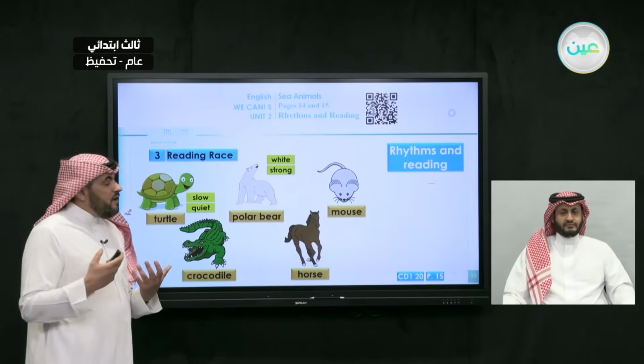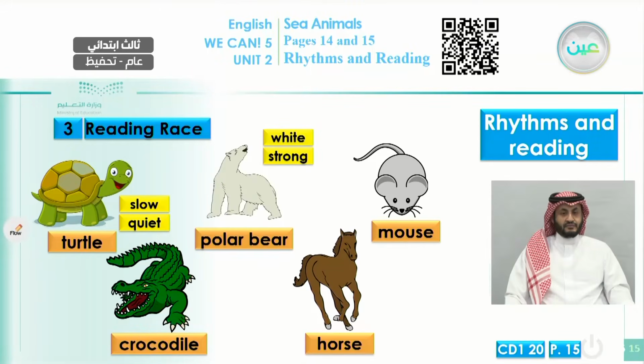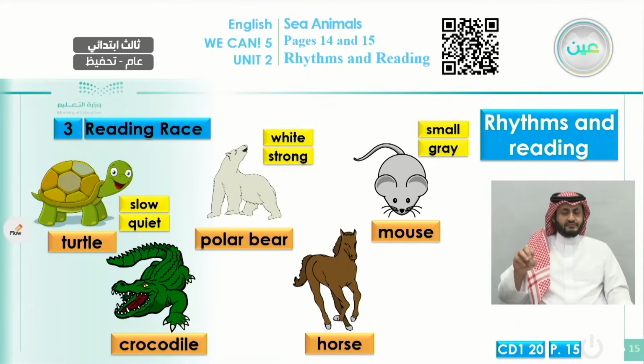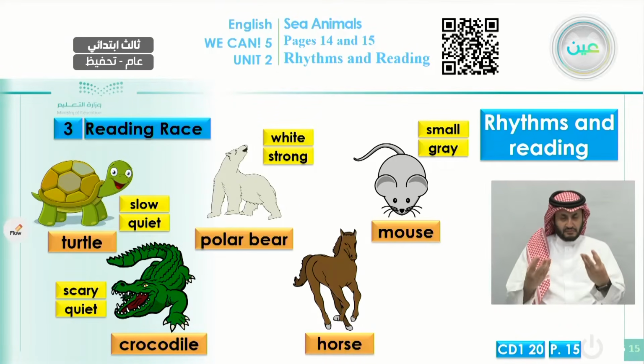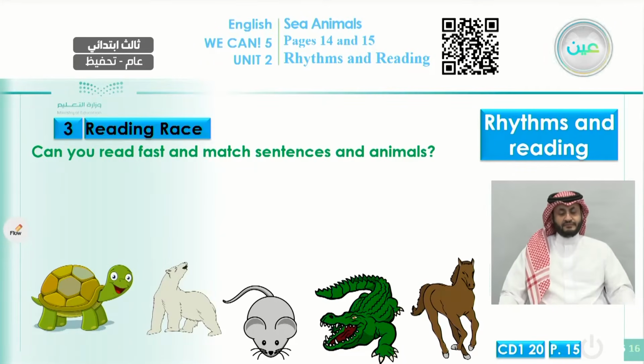What do you know about the mouse? We have lots of adjectives we can use to the mouse, but we have two now here. We know that it is small, and we know that sometimes it is gray. It is gray. And here also the crocodile is scary and quiet as well. Scary and quiet. The horse is beautiful, as we said before, and it is fast. Okay, so you know these adjectives we can use for each of these animals. Now it's time to have this reading race. Let's listen to one of your colleagues reading the sentences.